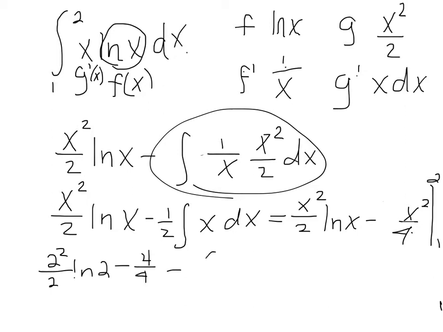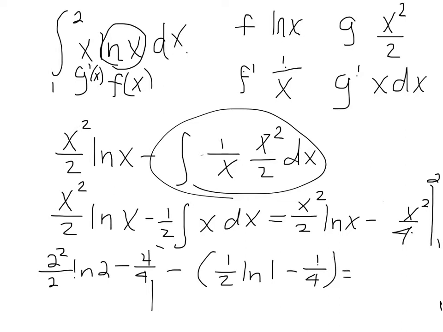And then we want to subtract the whole thing for the 1, so we're going to put parentheses here. So we're going to have 1 squared, which is 1, so 1/2 natural log of 1 minus 1 squared, which is 1 over 4.